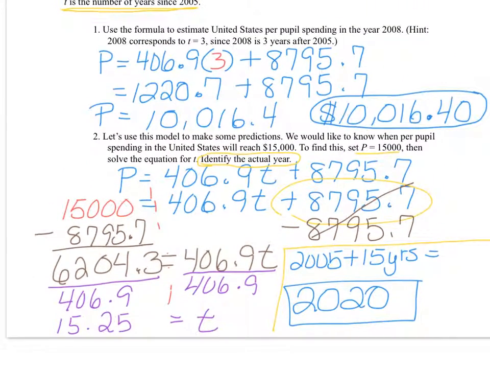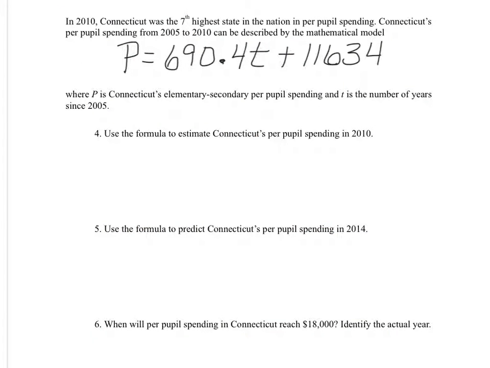All right, so moving on. Okay, moving on. In 2010, Connecticut was the 7th highest state in the nation in per-pupil spending. Connecticut's per-pupil spending from 2005 to 2010 can be described by the mathematical model P equals 690.4 T plus 11,634, where P is Connecticut's elementary through secondary per-pupil spending, and T is the number of years since 2005.